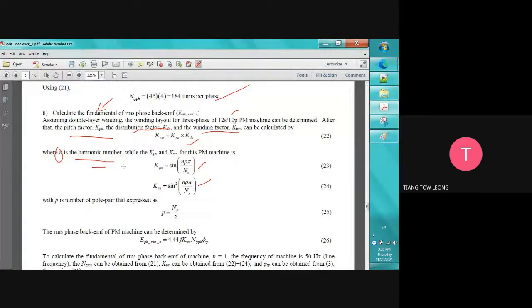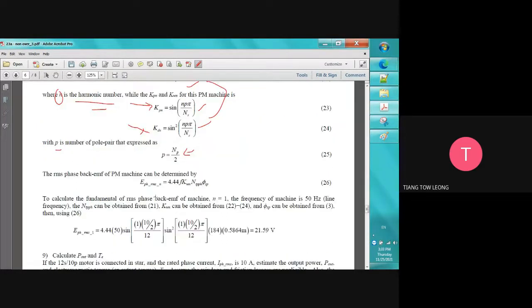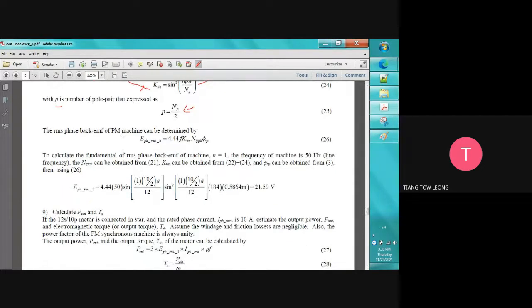After that, we can analyze according to different motors. For this motor, the KPN equation is like this and the KDN equation is like this. Then we just apply here and multiply. And remember that this must be pole pair. P is the pole pair, which is NP divided by 2. And then phase back EMF for a PM machine is 4.44 times f times KWN, times the number of turns per phase, times the flux per slot pitch.